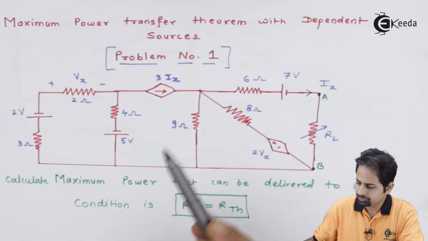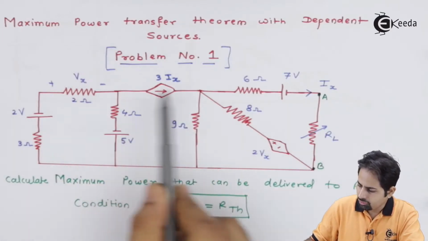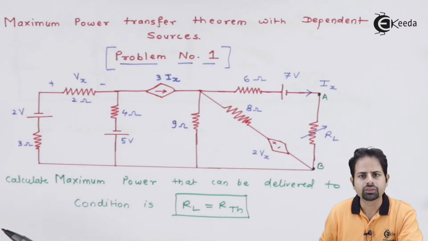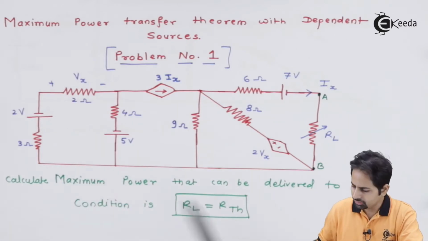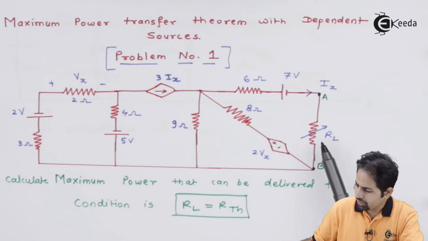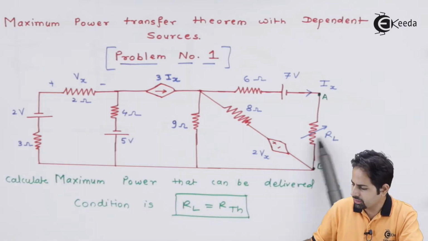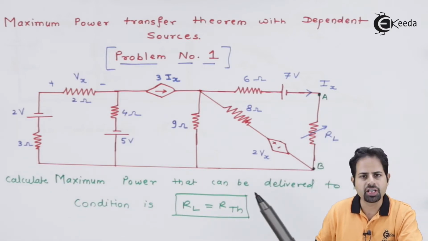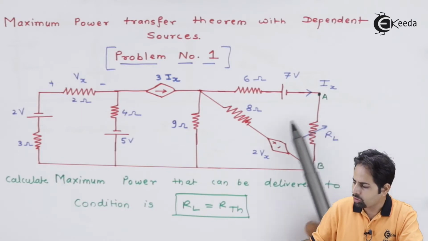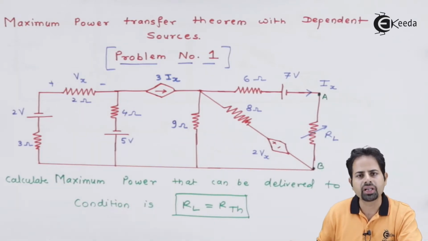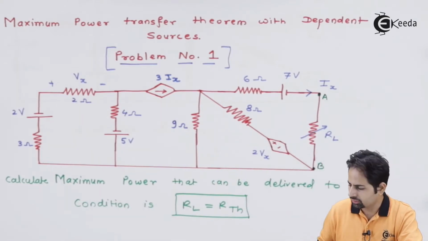You can see here that we have been provided with a circuit. It's a bigger, complicated circuit, and we are supposed to find the maximum power delivered to this variable resistance. This arrow means variable resistance, RL, that is the load resistance. So we have to find the maximum power that can be delivered to this load resistance.